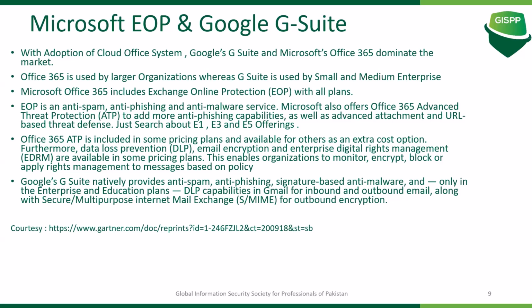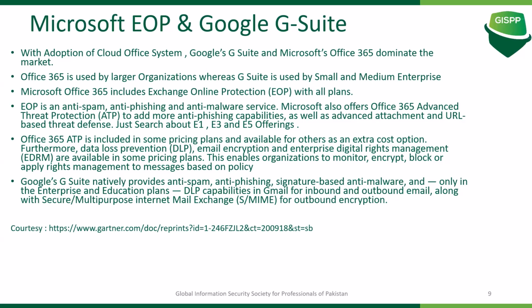For the E5 category, they offer something called Advanced Threat Protection to add more anti-phishing capabilities, and advanced attachment and URL-based threat defense also. If you just Google for this E3 and E5 offering, you should be able to find that. Then Office 365 ATP is included in some pricing plans and available for others as an extra cost option. I have a picture to show this, but we'll just go through this one. Some of the highest models also include data loss protection and digital rights management.